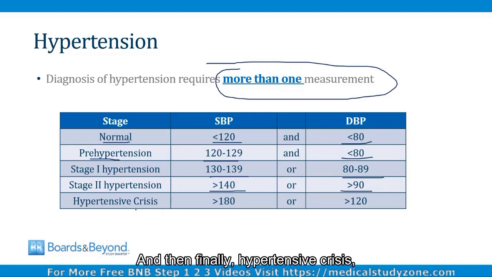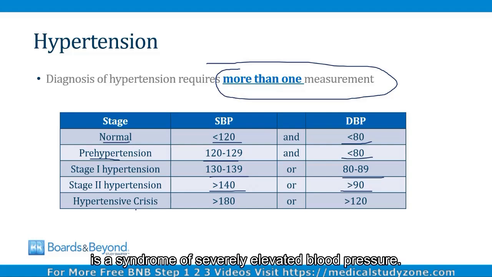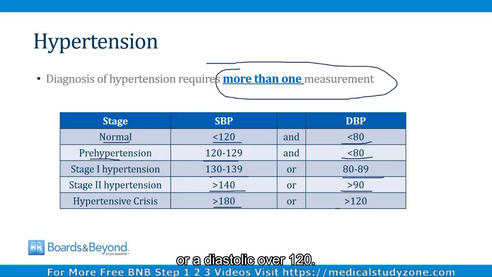And then finally, hypertensive crisis, which we'll talk about later in this video, is a syndrome of severely elevated blood pressure, and the generally accepted definition for hypertensive crisis is a systolic over 180 or a diastolic over 120.